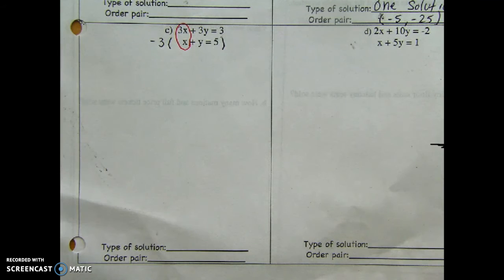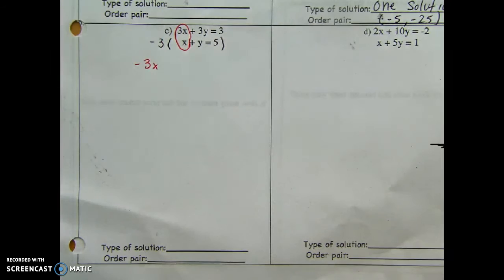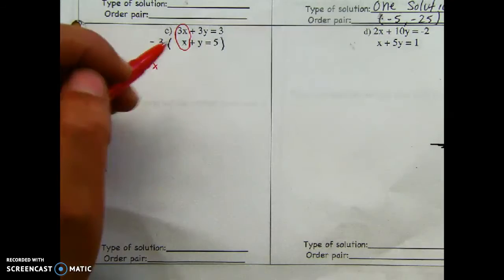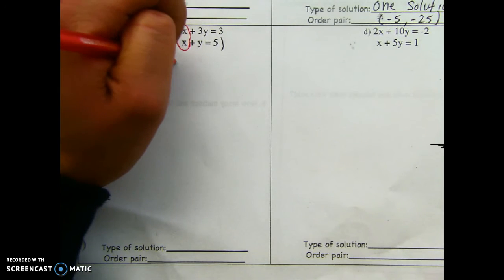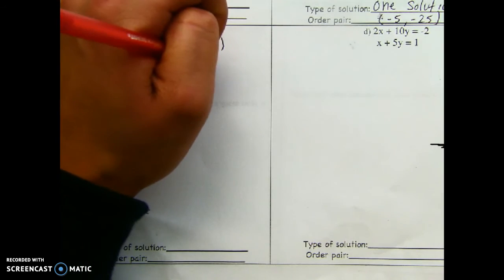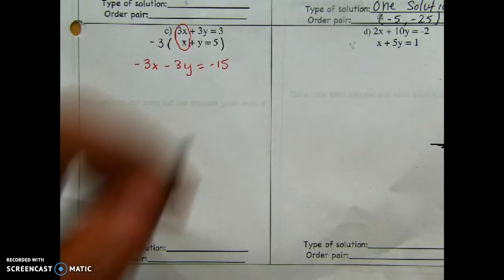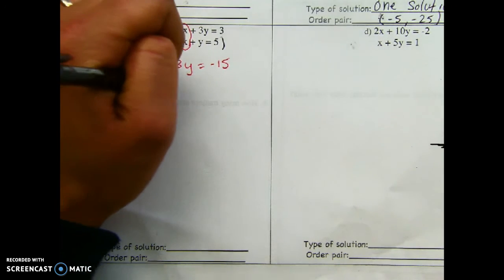My new equation I'm going to do in red so you can see it. Negative 3 times x will be negative 3x because I'm distributing. Negative 3 times y is going to give me negative 3y equals negative 3 times 5 is negative 15. I'm going to bring my original top equation down.